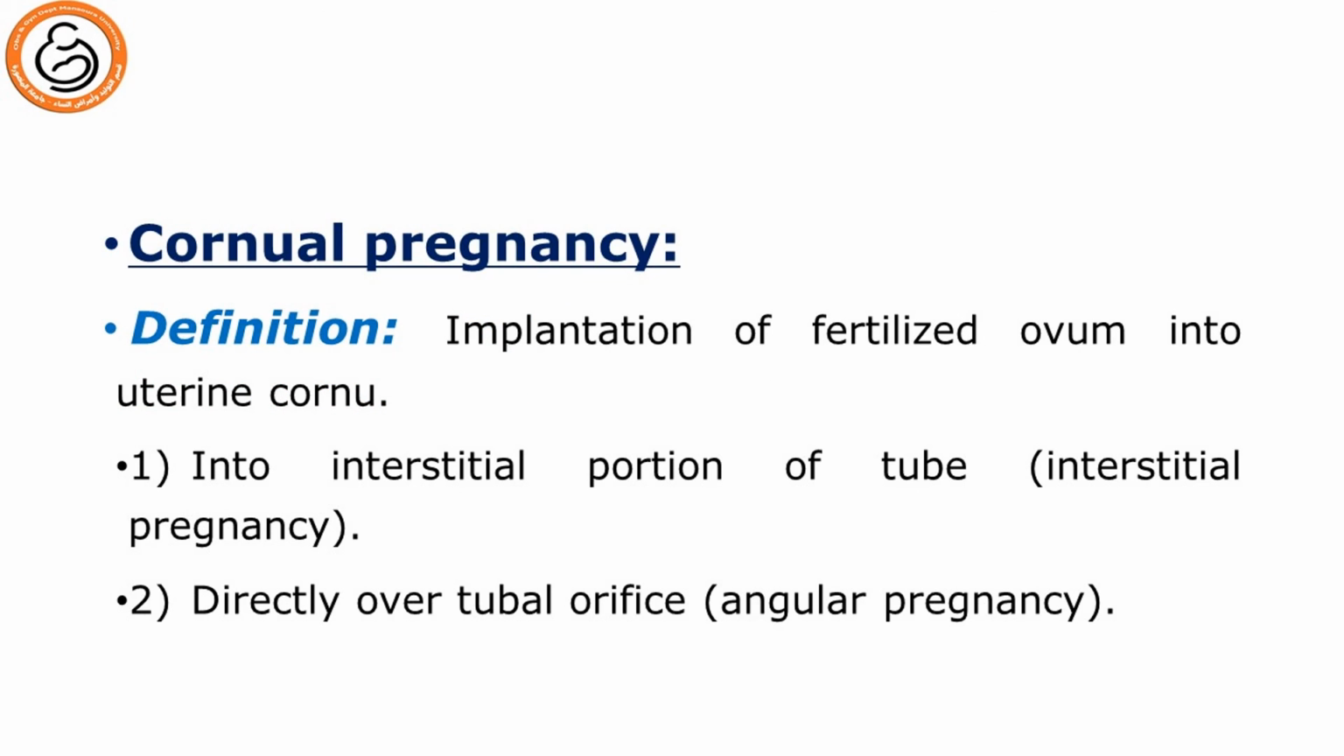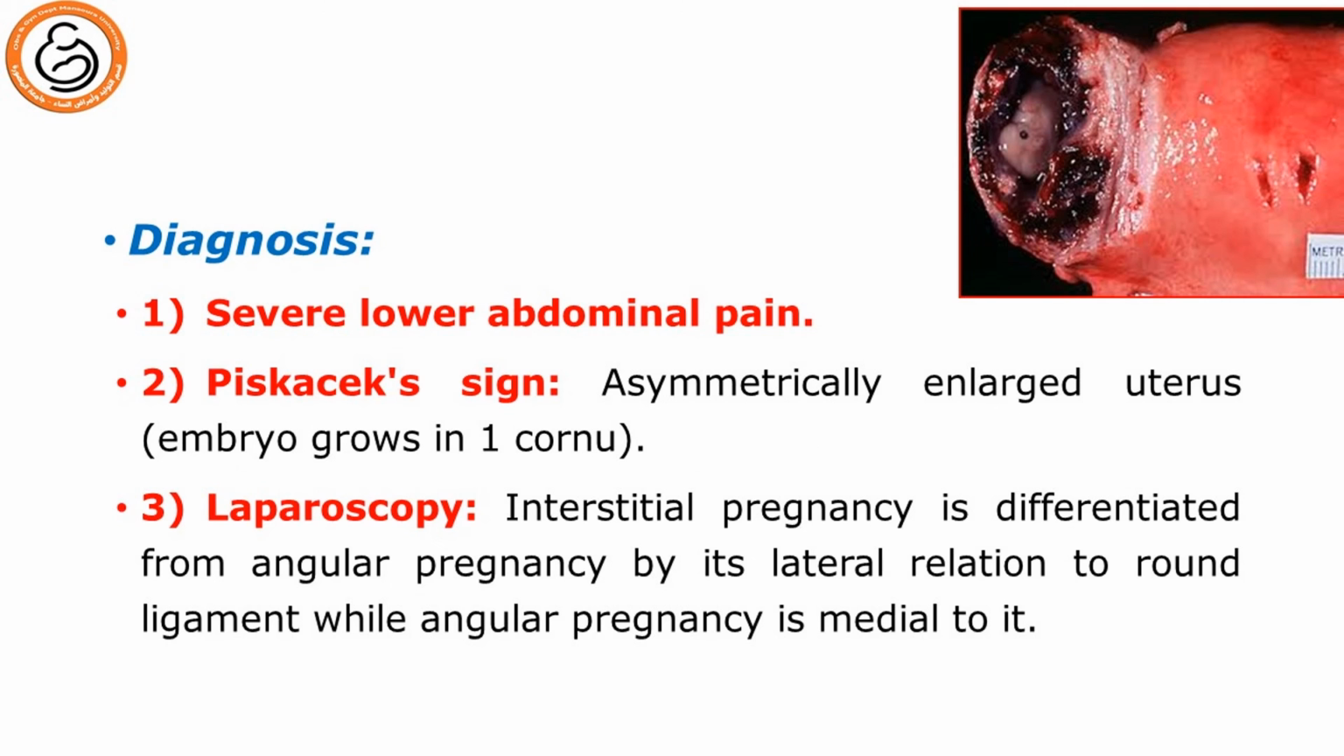The next type is cornual pregnancy, where there is implantation of fertilized ovum into the uterine cornu, into the interstitial portion of the tube. This is called interstitial pregnancy, or directly over the tubal orifice, which is called angular pregnancy. These are two types of cornual pregnancy.